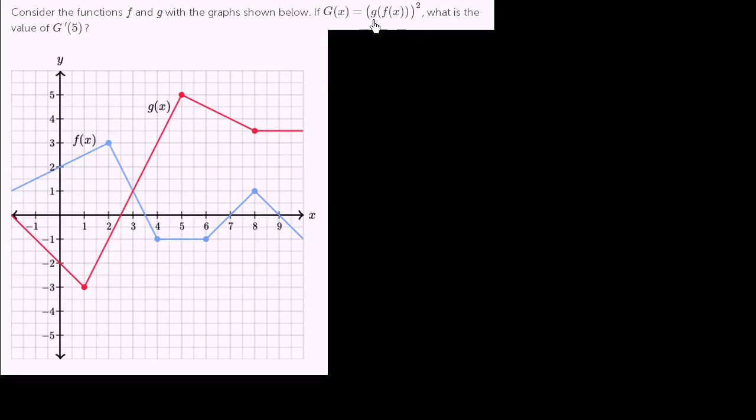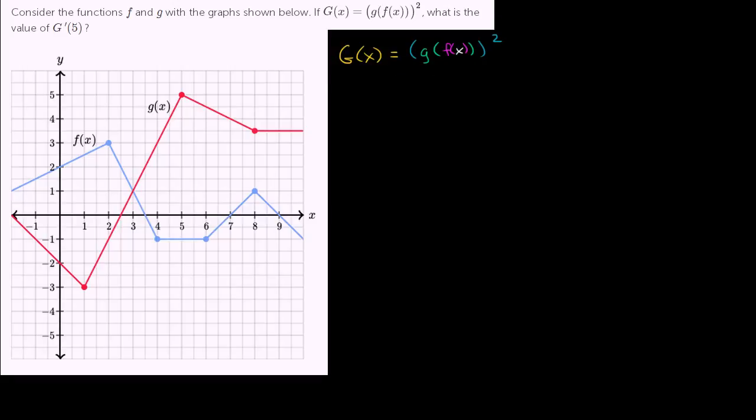So let's try to think through this somewhat complicated looking function definition right over here. We have capital G of x, and actually let me write it this way, I'll do it in yellow. Capital G of x is equal to this quantity squared, and what we're squaring is g of f of x.